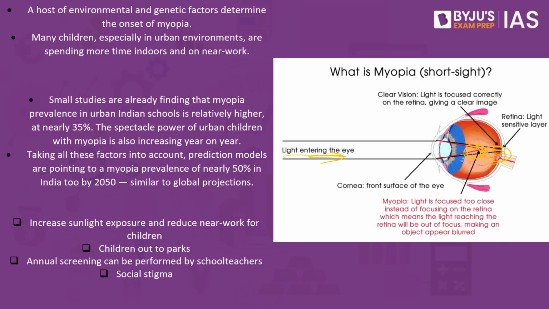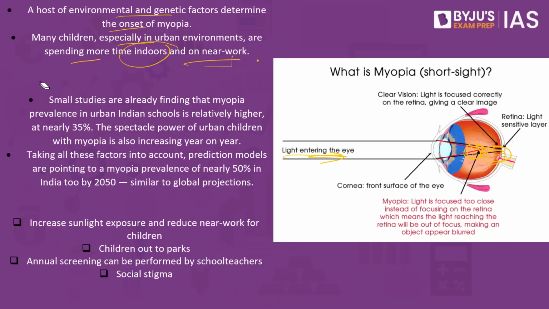How does this occur? A host of environmental and genetic factors determine the onset of myopia. Many children, especially in the urban environment, are spending more time indoors and are always doing near work, so they keep constantly looking at mobile phones, they keep reading something, they're constantly engaging with close items, be it at school or at home. The quantum of work that these children go through is resulting in this particular condition. They're constantly reading books, watching laptops, playing with their phones or laptops, and this has increased in the past couple of decades. This is why people have been developing myopia.